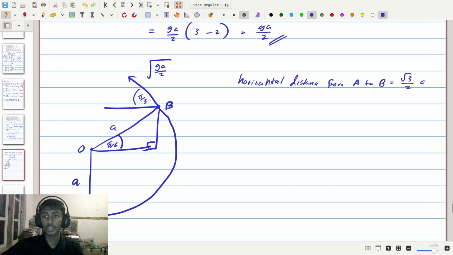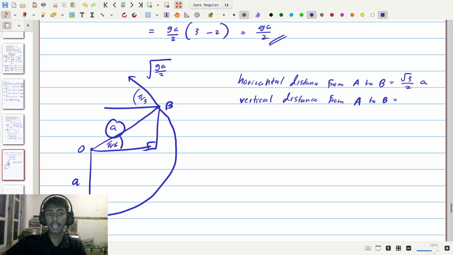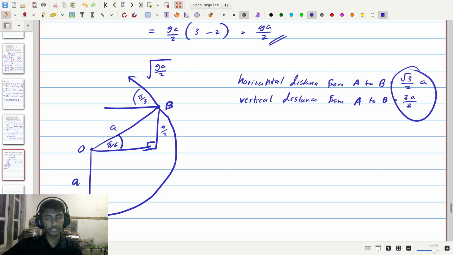As for the vertical distance, we can also write the vertical distance from A to B is equal to, and that vertical distance is this distance, which is A sine pi by 6, which is going to be A over 2, plus this distance, which is A, so it's going to be A over 2 plus A, which is 3A over 2. So these are the two distances that we need.